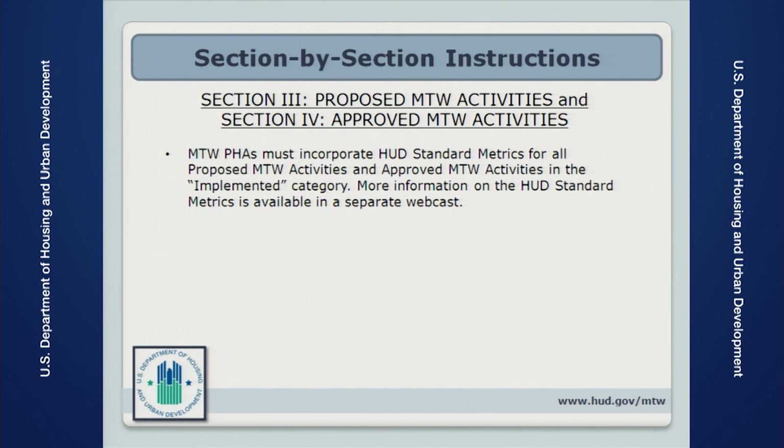In section 3 and section 4, the proposed and approved activities, PHAs are reminded that standard metrics will apply both to the proposed and the approved activities. I know there had been a few questions we had received about applying standard metrics to ongoing activities, whether that was really necessary, given some activities have been ongoing for quite a long period of time. But yes, standard metrics will be applicable to all activities, regardless of whether they're new or something that you've been doing for quite some time.